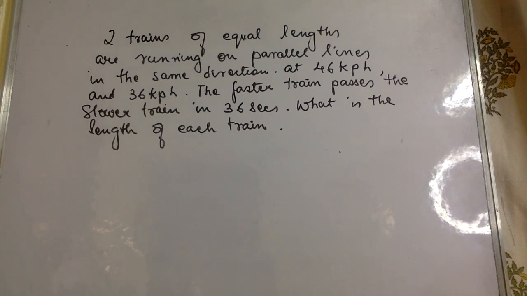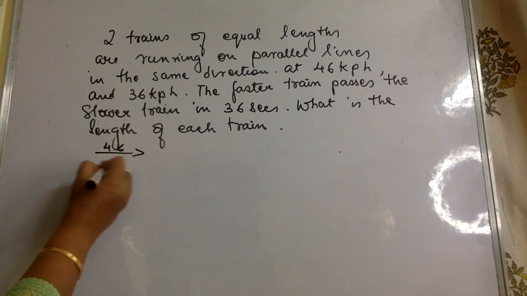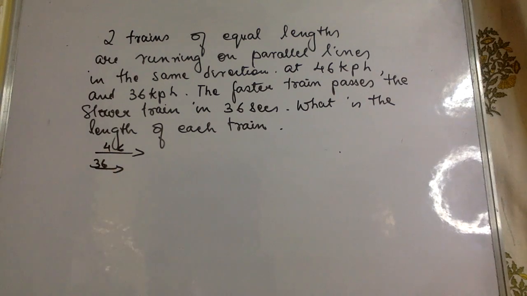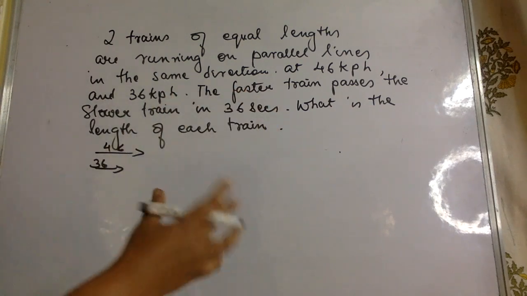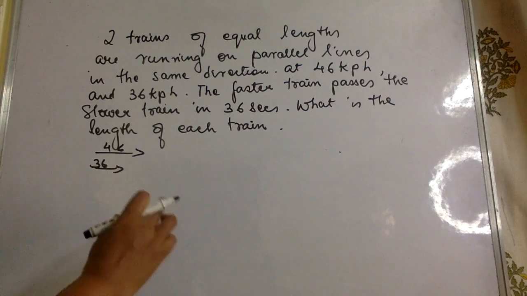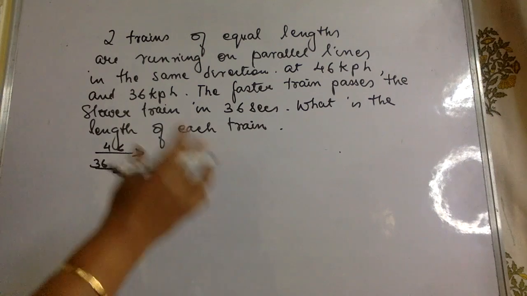Two trains, this time of equal lengths, are running on parallel lines in the same direction, that is 46 and 36. Okay, they are moving like this at 46 and like this at 36 kph. Okay, the faster train passes the slower train in 36. Now note the mismatch in units, this is in seconds. So the faster one passes the slower in 36 seconds. What is the length of each train?